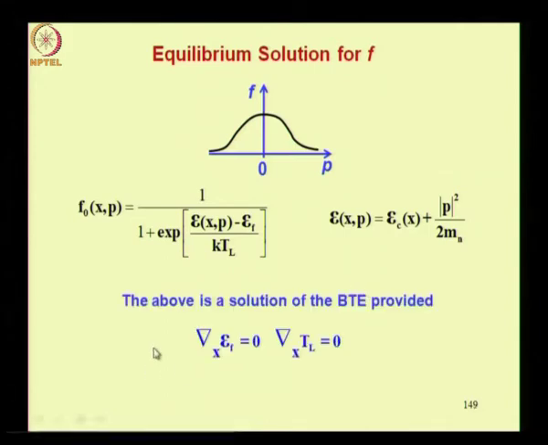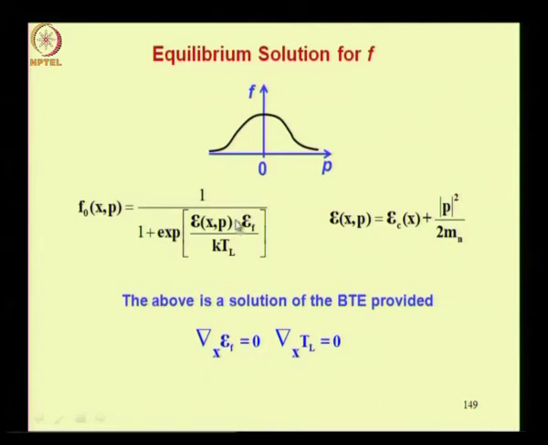Now we will show that this will be a solution of the Boltzmann transport equation, provided the gradient of Fermi level, well, probably we should right now avoid using the word Fermi level, because right now we really do not know that this is a Fermi Dirac distribution function, right? We are just guessing a form, so we pretend that we do not know. So this constant EF, whatever we are using here, the spatial gradient of this should be 0.